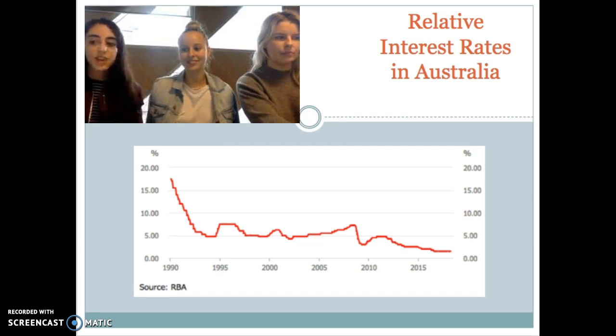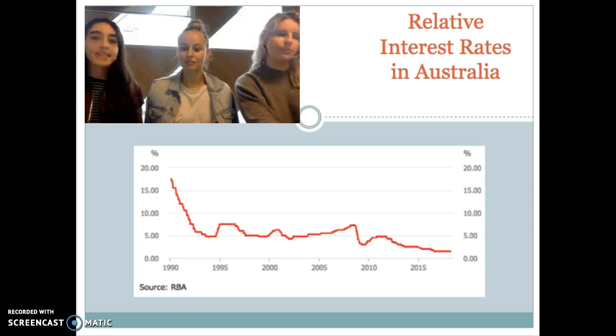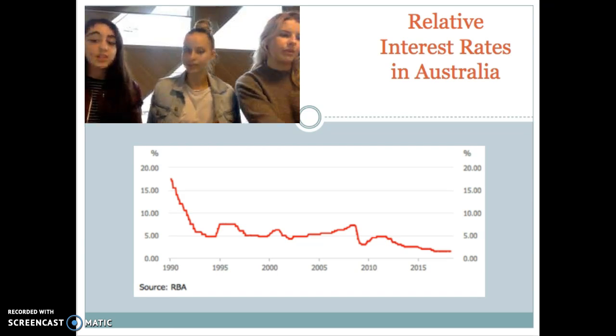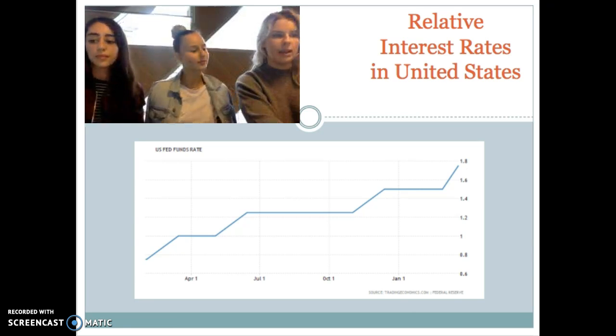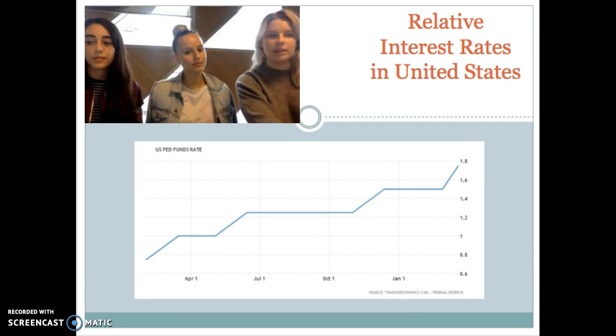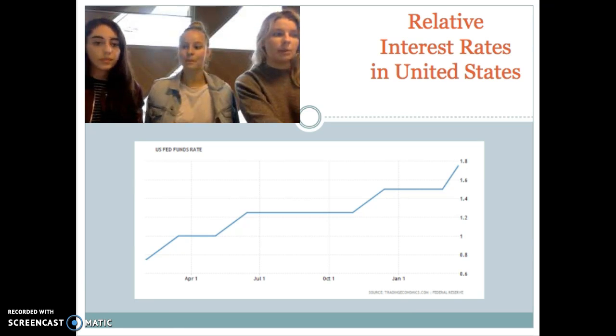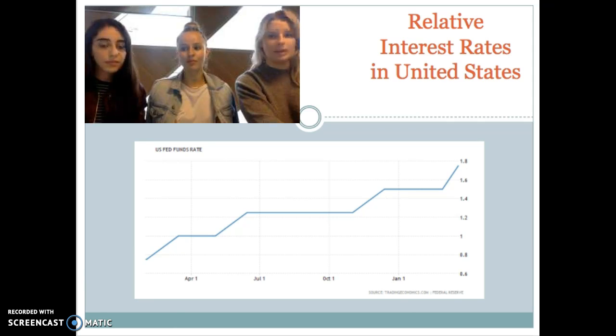According to the RBA, Australia's cash rate currently sits at 1.5% as at the 4th of April 2018, which is a record low for the country. It is forecasted that the economy is expected to grow faster in 2018 as a result of positive business conditions and stronger exports. The Central Bank of the United States is the Fed. In March 2018, the Federal Reserve raised the target range for the federal funds rate by a quarter point to 1.5 to 1.75%, which was in line with market expectations.